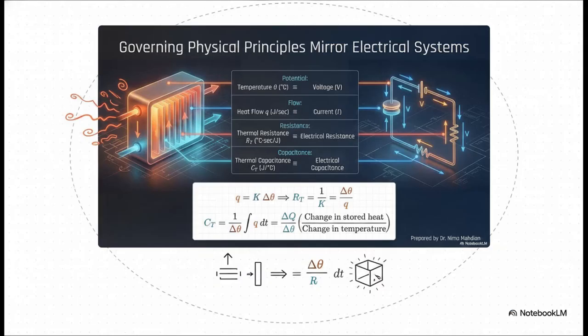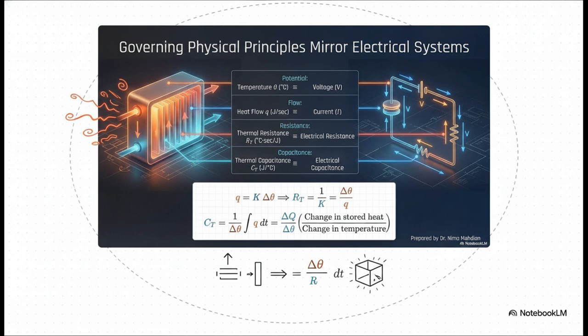Take a look at the familiar electrical circuit here on the right. Believe it or not, we can use this exact same logic to understand the thermal system on the left. It's like a universal language. In this framework, temperature acts just like electrical potential, or voltage. The flow of heat, that corresponds perfectly to electrical current.